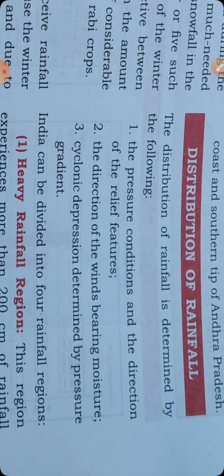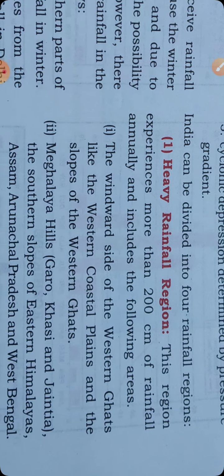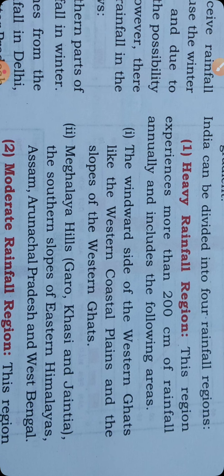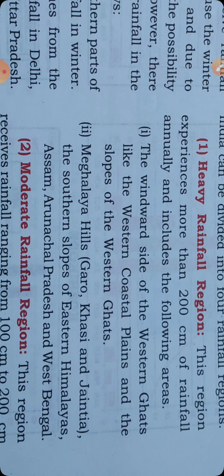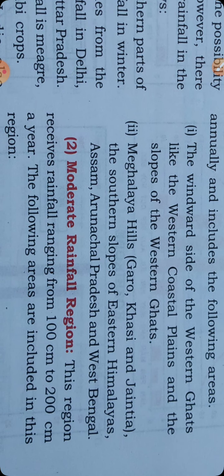The pressure conditions and the direction of the relief feature, the direction of the winds bearing moisture, and cyclonic depression are determined by the pressure gradient. India can be divided into 4 rainfall regions. First, the heavy rainfall region. This region experiences more than 200 centimeter of rainfall annually and includes the following areas: the windward side of the Western Ghats, like the western coastal plain and the slopes of the Western Ghats, Meghalaya Hills, that is Garo, Khasi, Jaintia Hills we are talking of, and the southern slopes of the eastern Himalayas, that is Assam, Arunachal Pradesh and West Bengal.